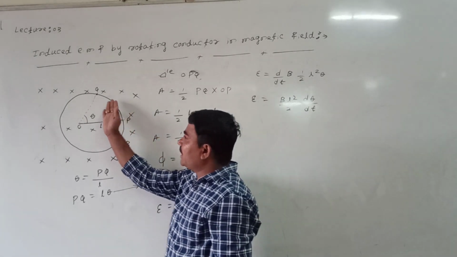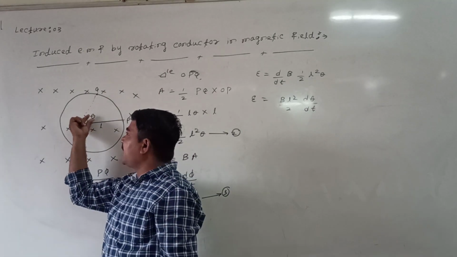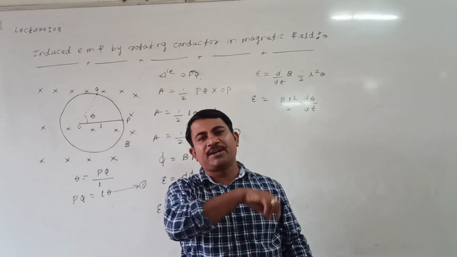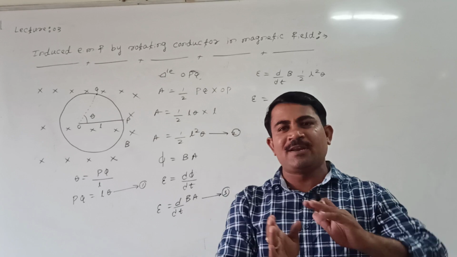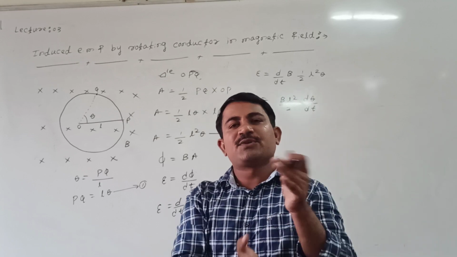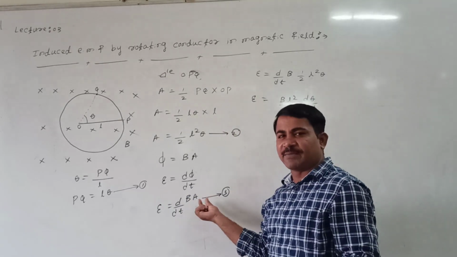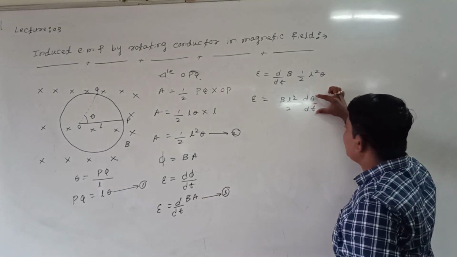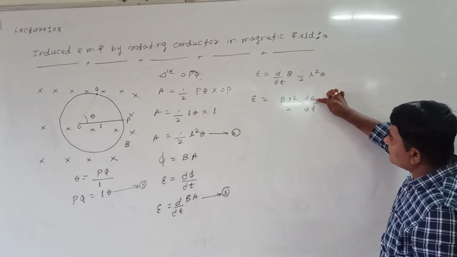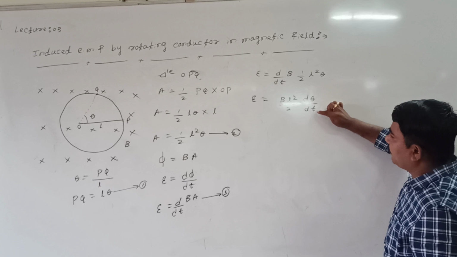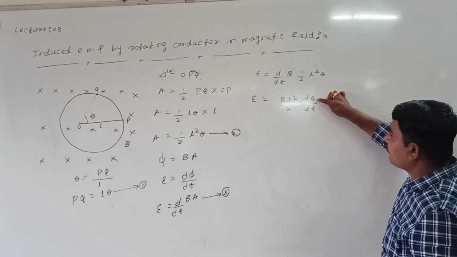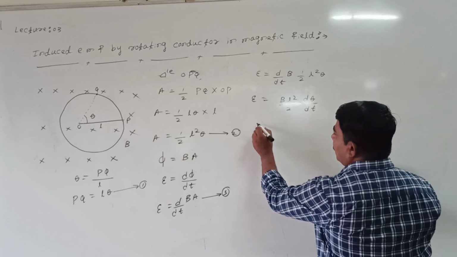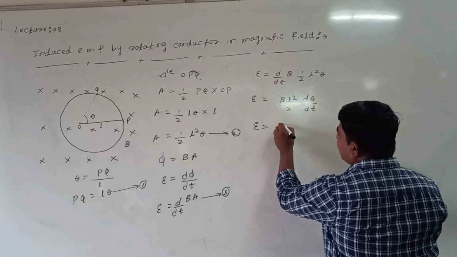As the conductor rotates in the uniform magnetic field, this angle changes at every point. I mean, orientation of the coil changes here. Orientation means change in angle takes place. Due to change in angle, the area also changes at every point. So, rate of change of angular displacement, change in angular displacement by change in time, I can call angular velocity.